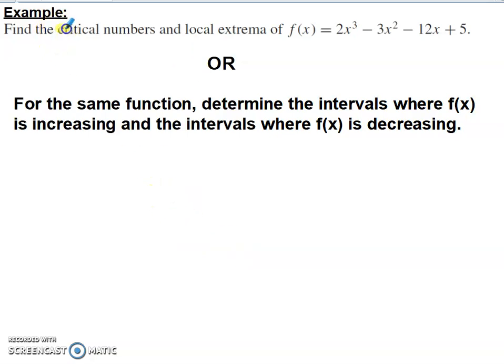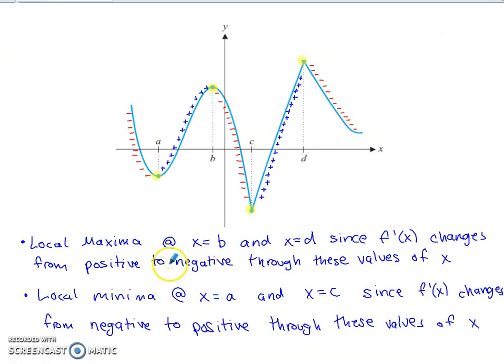Now, the prompt here says find the critical numbers. Critical numbers refer to the two types of locations that we highlighted on this graph. Critical numbers are either places where your derivative is equal to 0, or they're values that are in the domain of the function where your derivative is undefined. The only way that the sign of a derivative can change is if it first passes through the value of 0 or first passes through a location where it's undefined.